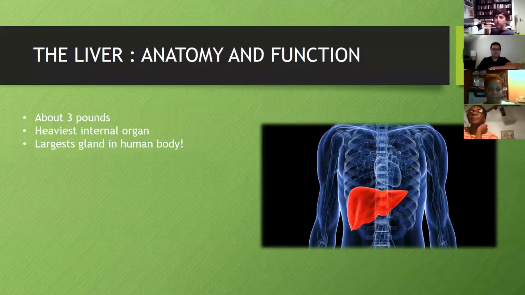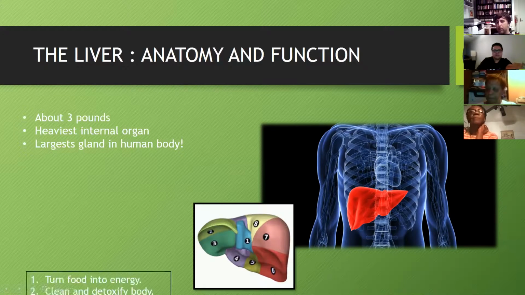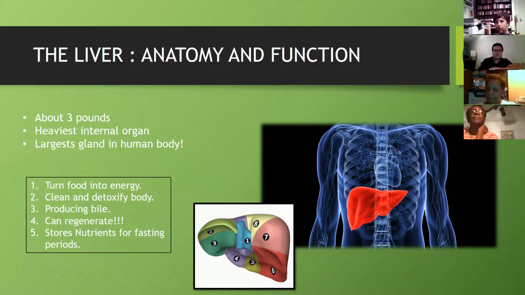Okay, let's start. Hello, everyone. We're going to start talking about the anatomy and the function of the liver. The liver is one of the most important organs in our body. It is located on the upper right side of our abdomen. Normally, you can't feel your liver because it is protected by the rib cage. It weighs about 3 pounds. An amazing fact is that it is the heaviest internal organ in the body and the largest gland in our human body. It is composed of 8 segments that will be important later in the presentation.